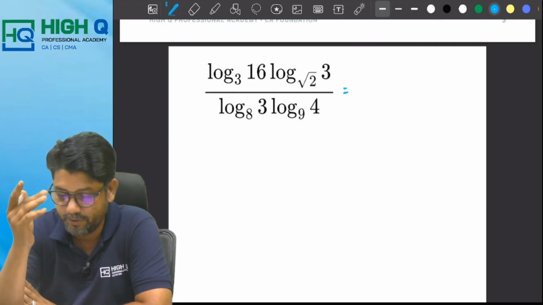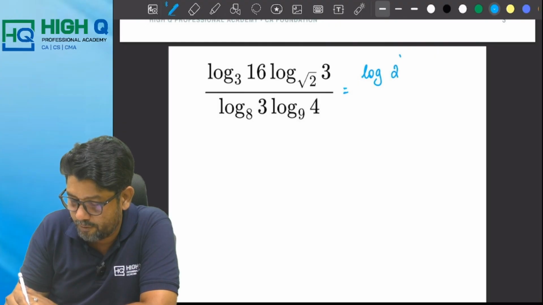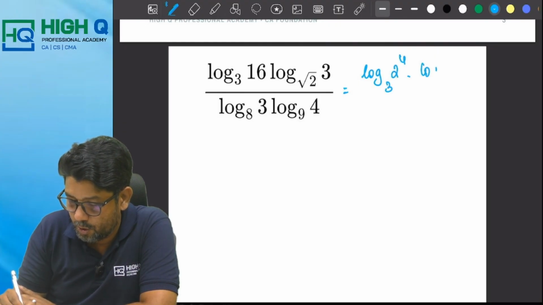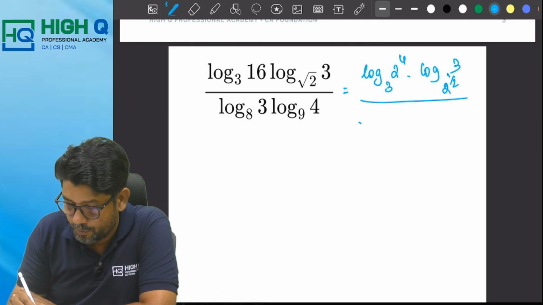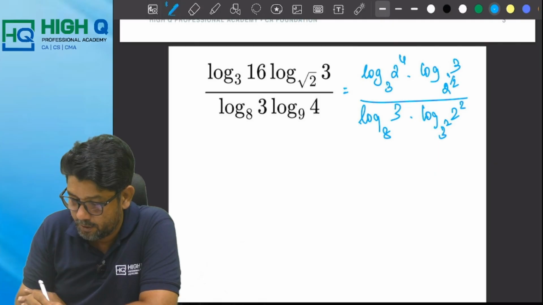Either powers of 2 and powers of 3. This is what we have. So now, the actual method: let us write this 16 as 2 power 4 to the base 3, log 3 to the base 2 power half, divided by log 3 to the base 8 into log 2 square to the base 3 square. Am I right, my dear?